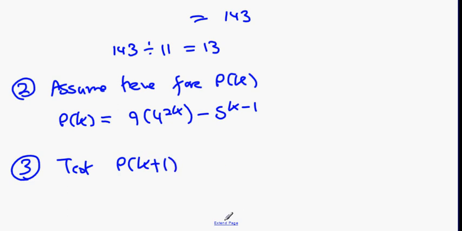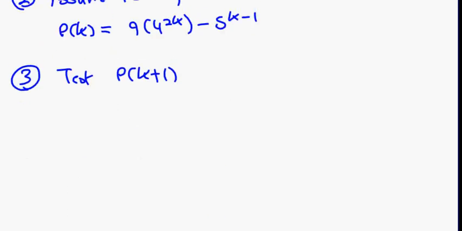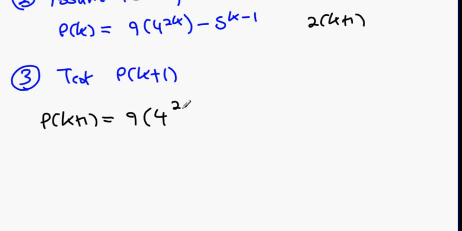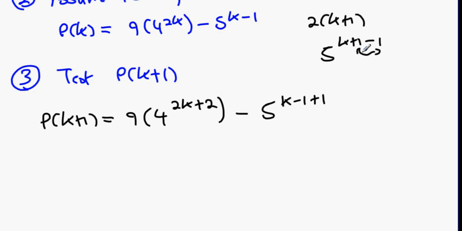Now P of k plus 1 is going to be 9 times 4 to the power of 2 times k plus 1, and that's going to be 2k plus 2, and this is going to be 5 to the power of k plus 1 minus 1, which is just going to be minus 5 to the power k. But I'm going to keep it as k minus 1 plus 1 instead. I'm just changing the two of these around. Still the same thing, still 5 to the power k when you cancel them off.